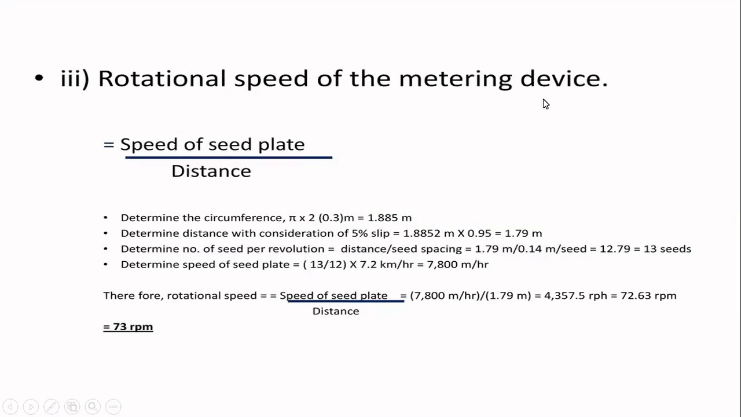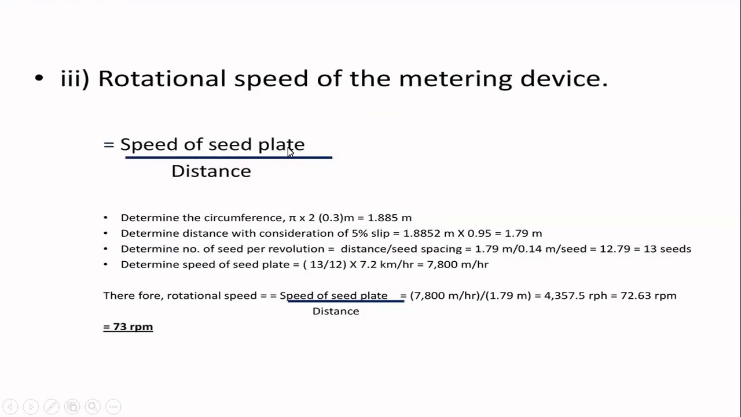This gives the rotation speed of the metering device. The ground wheel is connected to the seed metering device shaft. When the ground wheel rotates, the metering device also rotates, because these two shafts are interconnected by a chain. That is why the question asks for the metering device rotational speed.